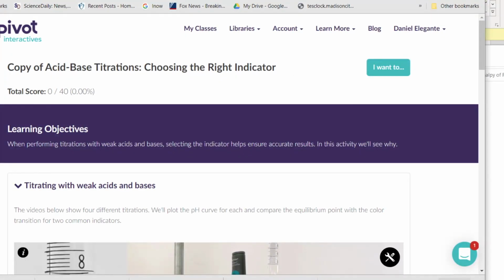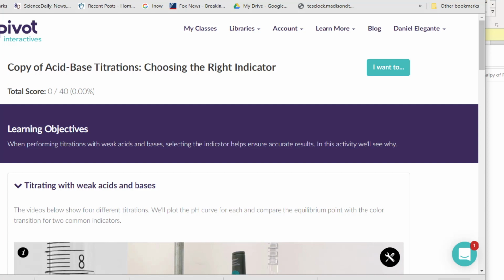This is a look at another Pivot Interactive, all about choosing the right indicator. As part of the acid-base chemistry unit, students have to generate a titration curve, and there is a Science in Motion lab for that. This is an interesting take on that because it's having them choose the right indicator just based on experimentation. So this gives you some data that you can analyze and that the students can analyze.